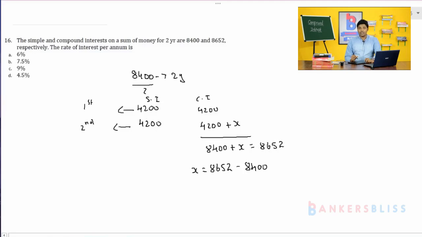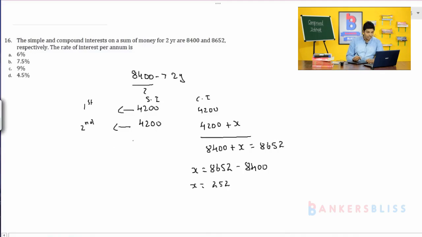8,400 for 2 years means 4,200 per year, and 4,200 will be the same for compound interest also. So the second year is 4,200 plus extra interest. So altogether 8,400 plus x is equal to 8652. So x is equal to 252.